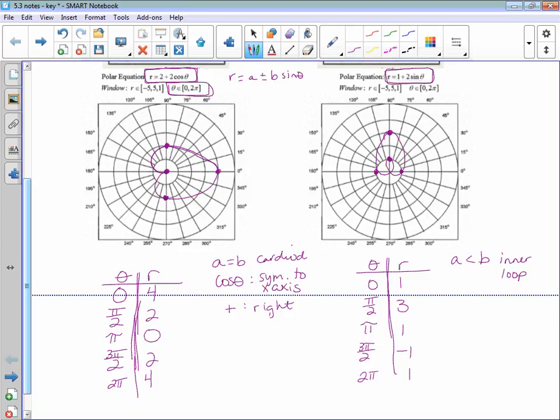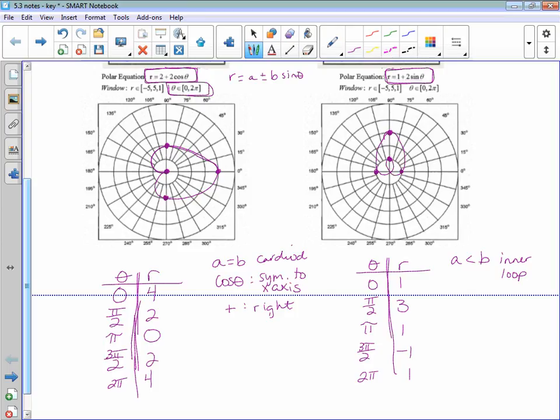If you want to just see it happen on your calculator, turn your calculator on, go to mode. Take the polar. There's going to be sections of each. So some of the graphs you're going to have to do on your own. There's some matching.